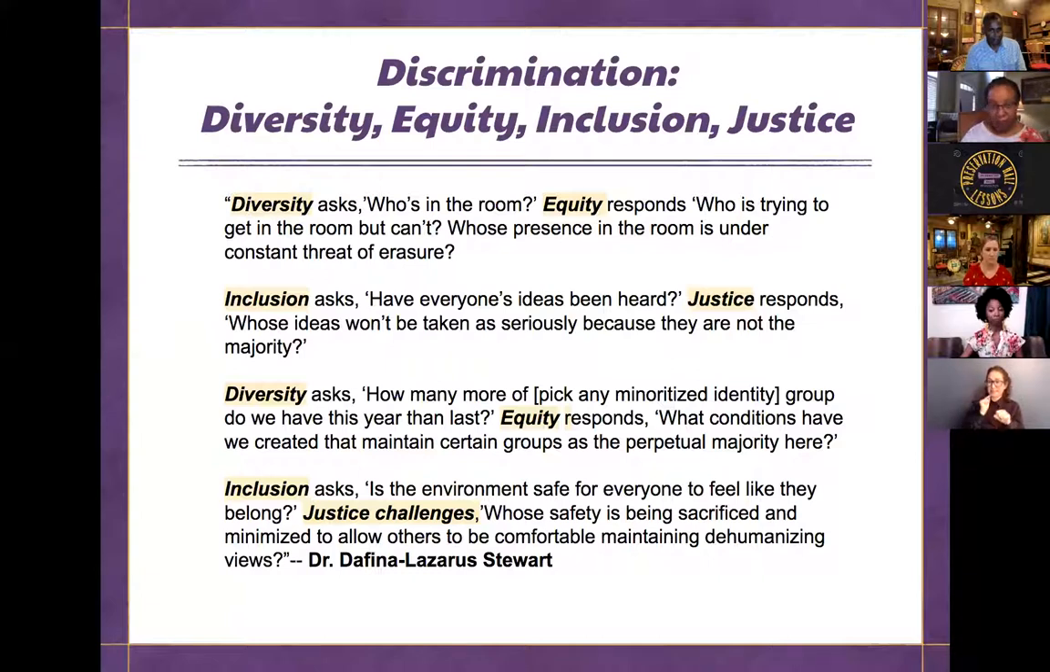And justice is going to respond here and it's going to say whose ideas won't be taken seriously or as serious because they're not part of the majority. If I want my instrumental music program to go, especially after this year we've had in the pandemic, I need to make sure that all students are included in my program.